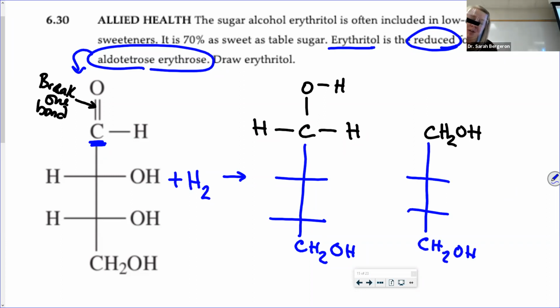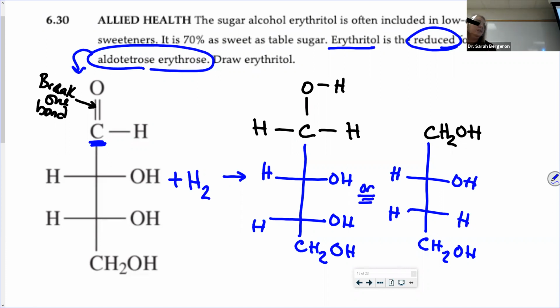And then you can just put in your other groups that I just kind of didn't worry about. So these two things are the same thing. Either one of these two things that I drew is exactly the same thing. Okay. You good on that?